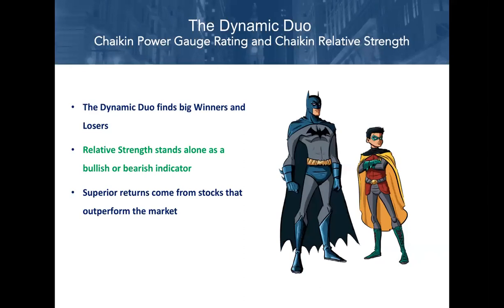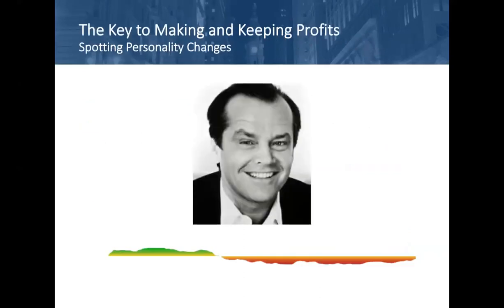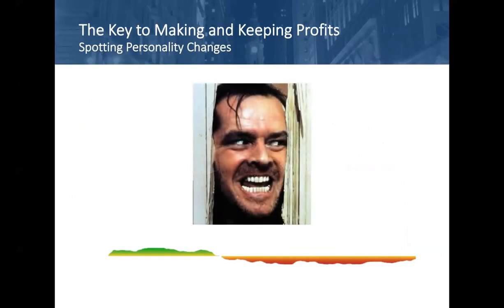And we'll see an example of a high momentum trade on the downside when we look at General Electric in a few minutes. So the second pattern we call spotting personality changes. And it's really the key to making and keeping profits, in my opinion. We define a personality change as a stock that goes from outperforming the market, so relative strength is green, to underperforming the market with a red relative strength indicator.